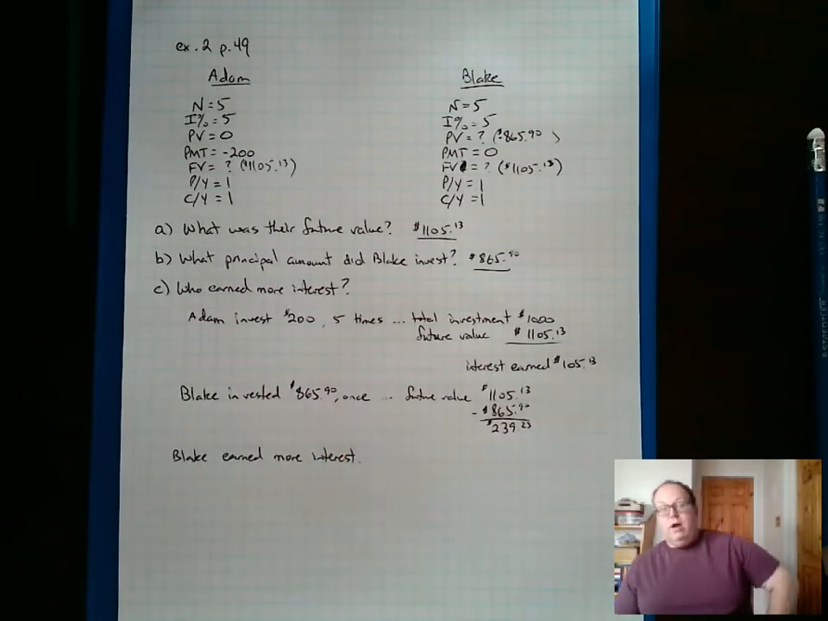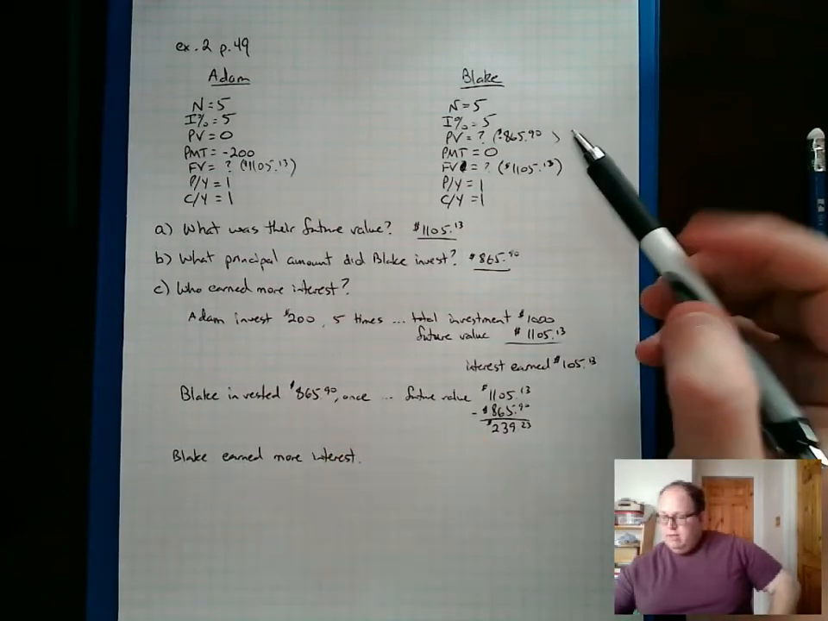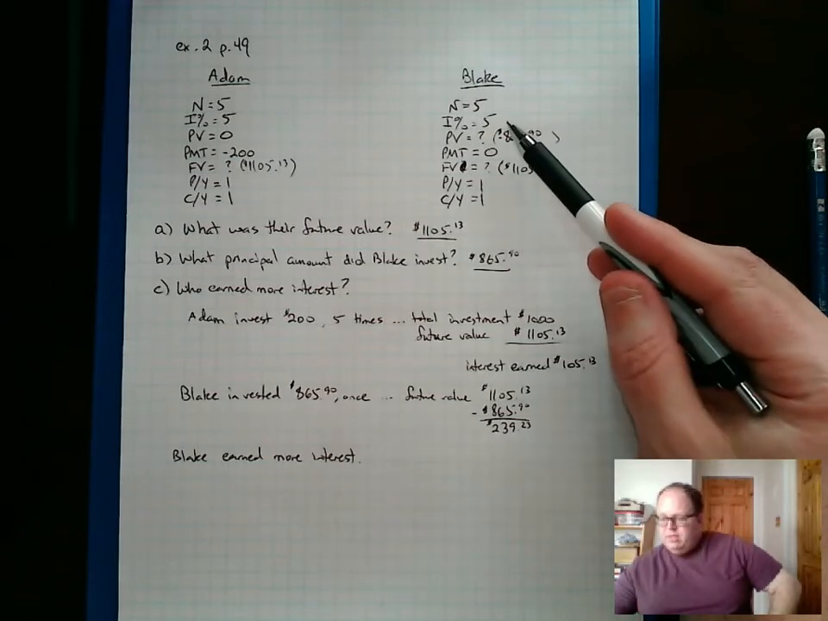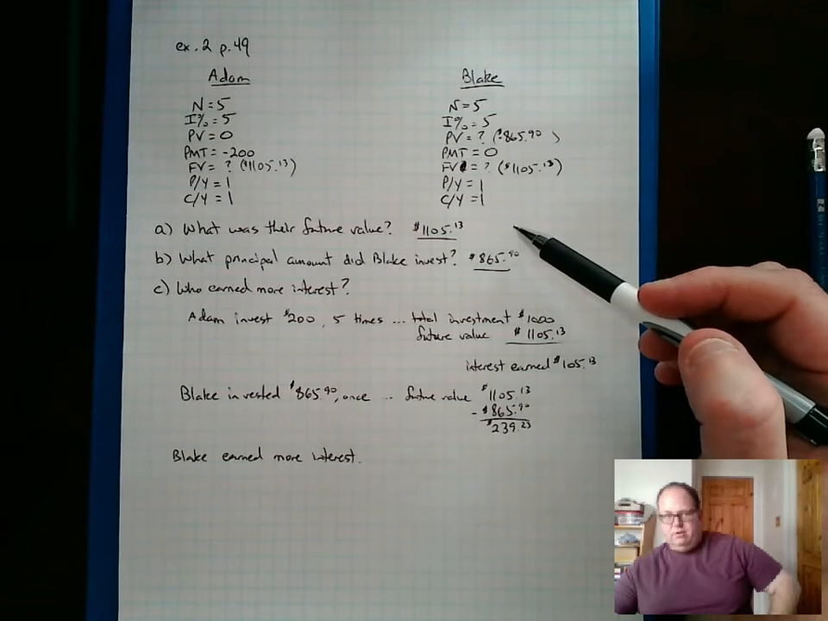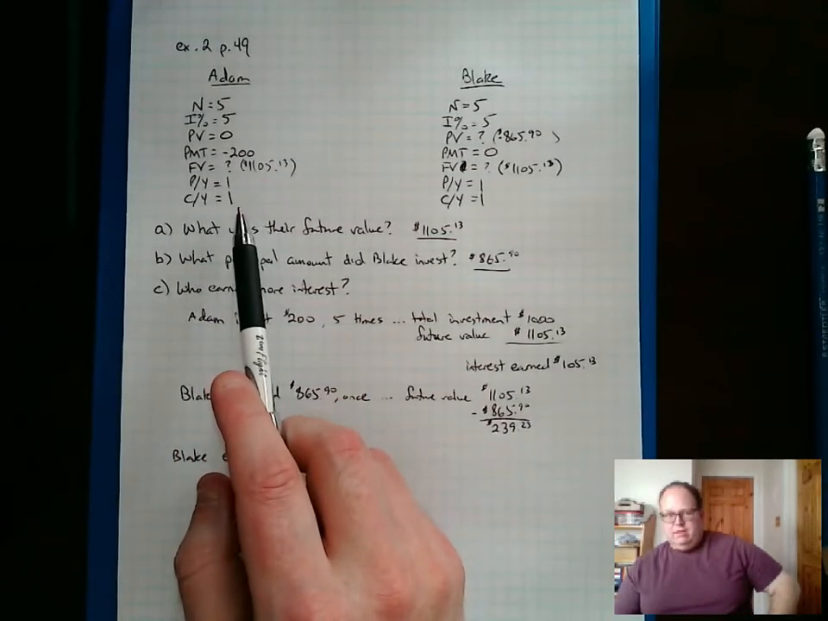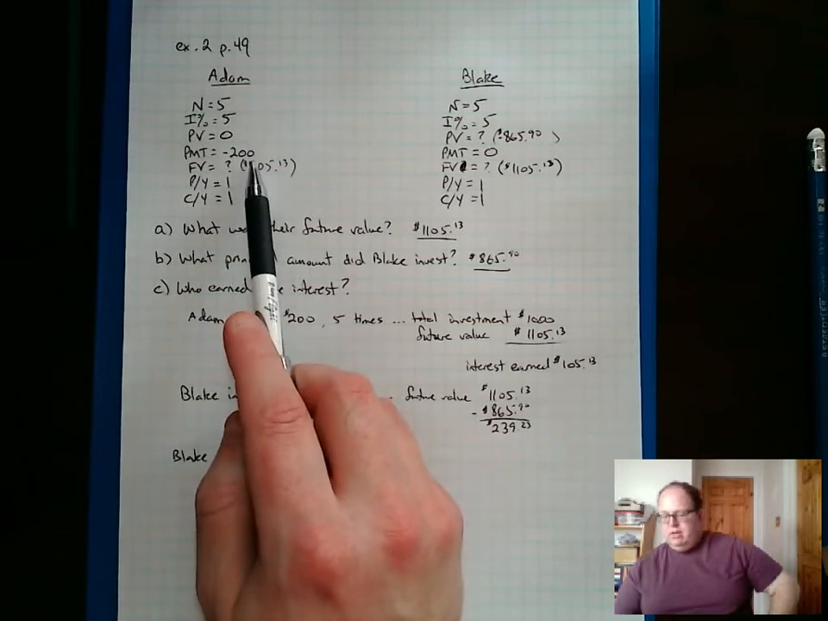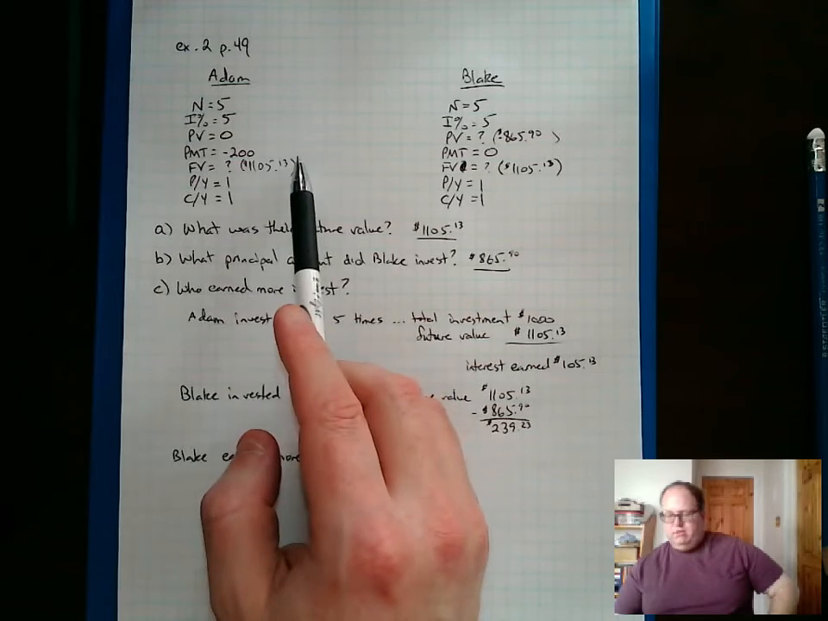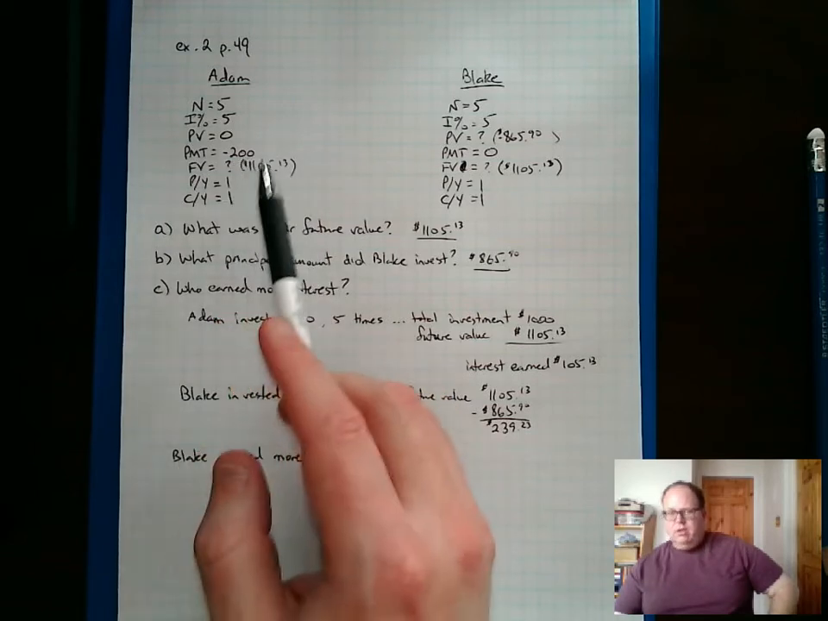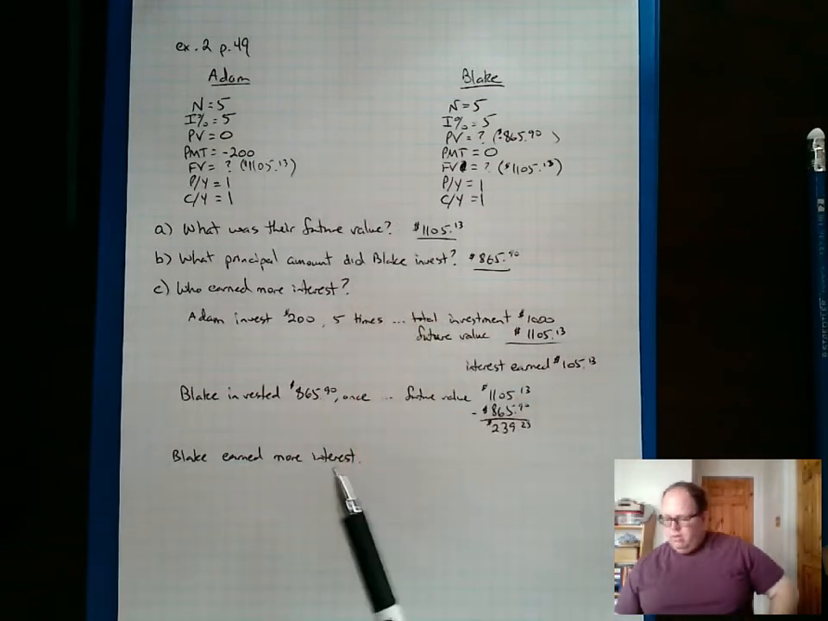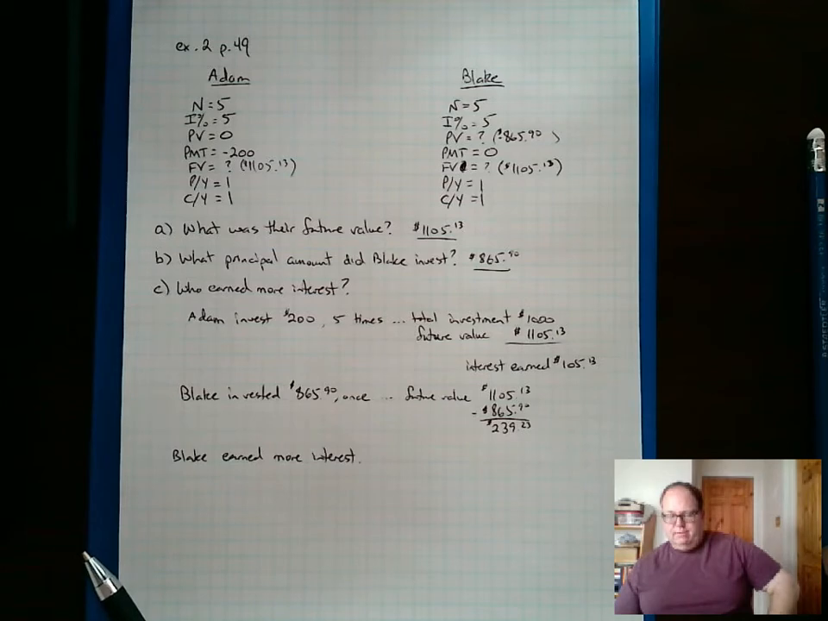Now the question is why? Well, Blake's $865.90 all earned 5% interest over the entire 5-year term. Adam's money did not earn all that the entire time. In fact, his first $200, since it went in at the end of the year, would have only earned 4 years of interest. His second $200 would have only earned 3 years of interest, and so on. So overall, Blake has more time to earn money on everything he put in.